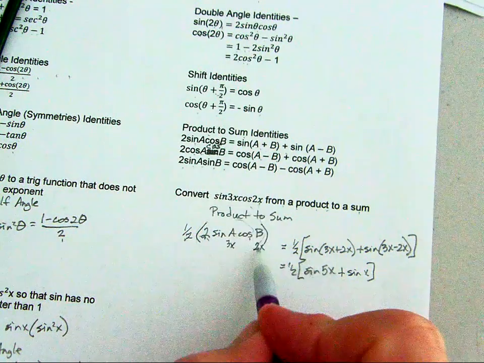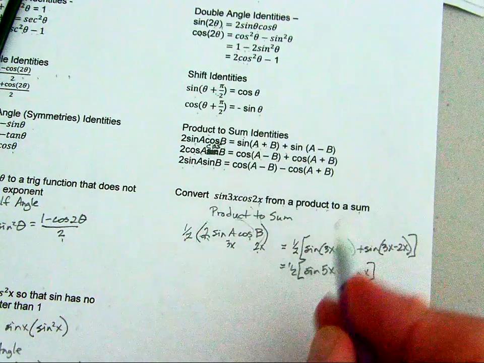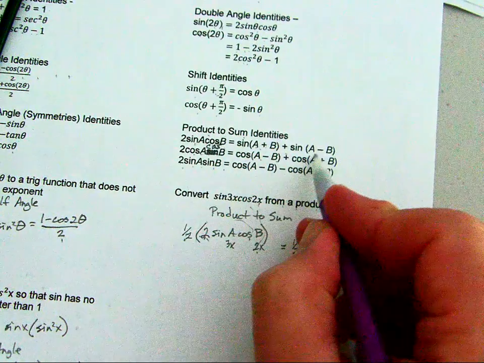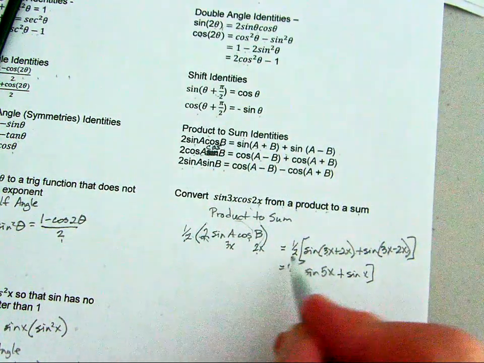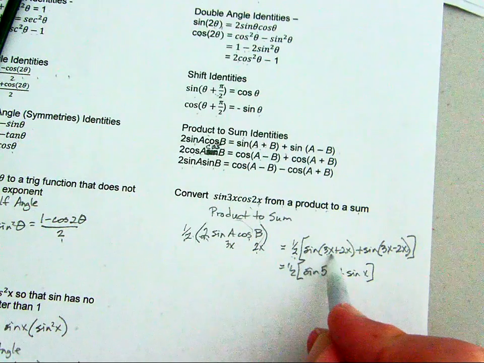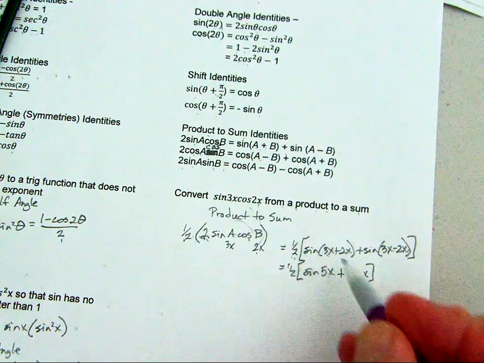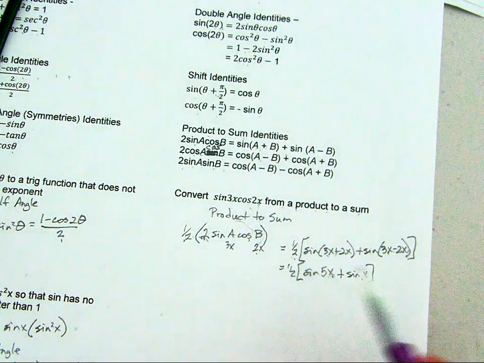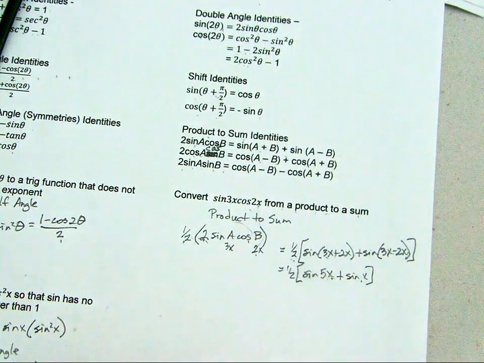We need to figure out what A and B are. Well, it looks like A matches up with 3x, B matches up with 2x. So we go to the right side, that's the sine of A plus B, that's the sine of 3x plus 2x. The sine of A minus B, that's 3x minus 2x. Notice the half is still out front. So we simplify a little bit. 3x plus 2x is 5x. 3x minus 2x is 1x. So we converted this from a product. Now you can see it's a sum. That's all there is to it.